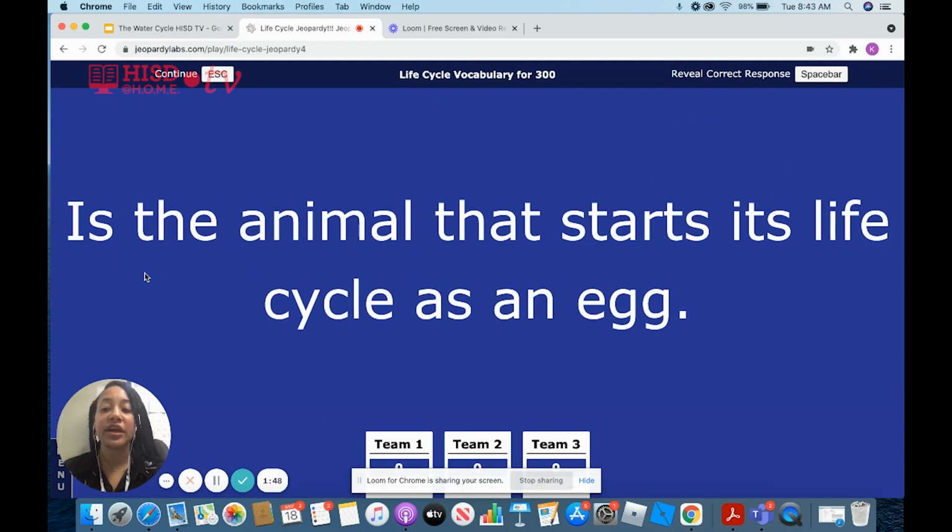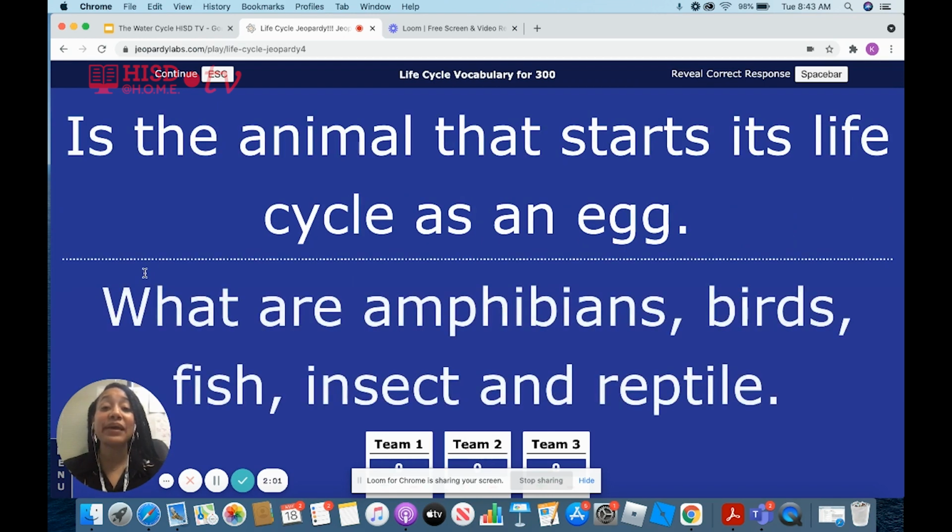Life cycle for 300 is the animal that starts its life cycle as an egg. So what's the name of those animals? It could be more than one. Correct. Animals that typically start their life cycle as an egg could be an amphibian, a bird, a fish, an insect, or a reptile.